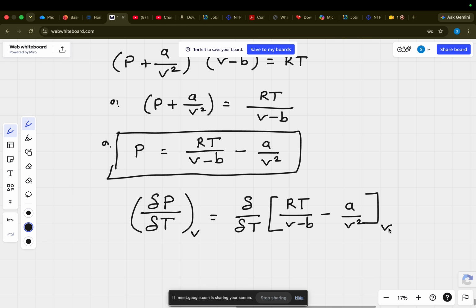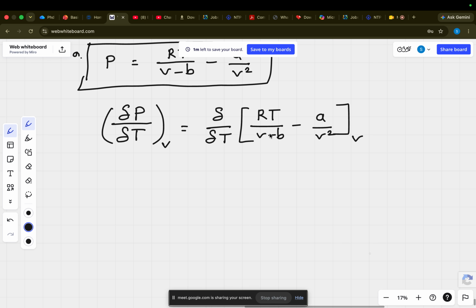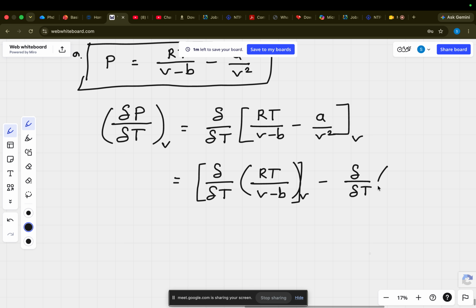Volume is constant. So now see, I can separate it. If I separate, I can write del T of RT by V minus b at constant volume, minus del T of A by V square, again at constant volume. Now tell me, volume is constant, right? So if volume is constant, this term V minus b will come out of the bracket.